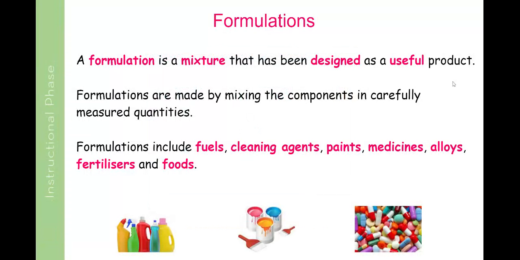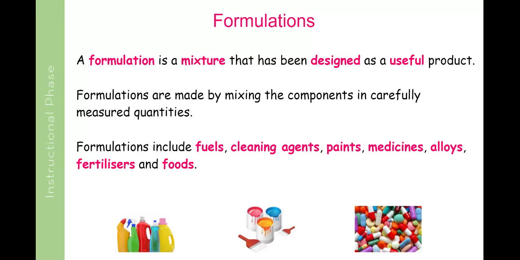So you do need to be able to define what a formulation is. So we know that a formulation is a mixture. We know that that mixture has been specially designed to produce a useful product, such as baby's milk. Formulations are made by mixing the components in measured quantities. So we don't just add loads of different minerals together in the dried cow's milk and mix it all together. It needs to be carefully measured.